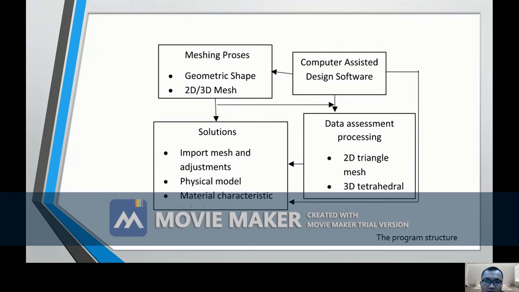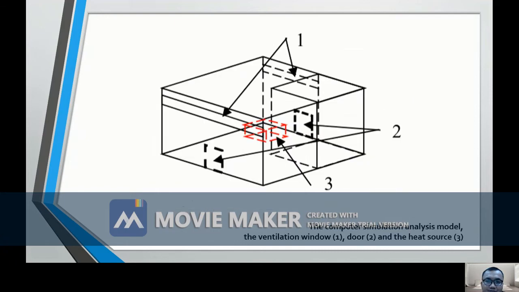Start with the computer assisted design software, and then go through the machine process, and then the solutions. If it's not so, go back to the data assessment processing, and then you go back to the solutions. So this is the 3D model for the workshop.